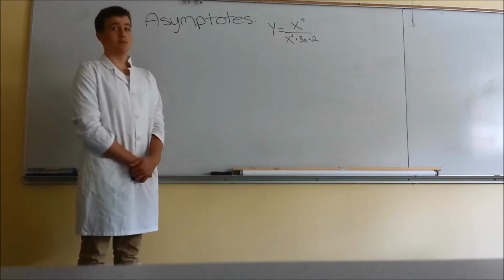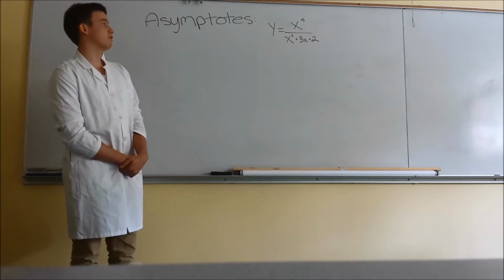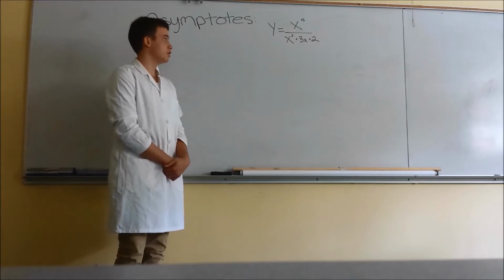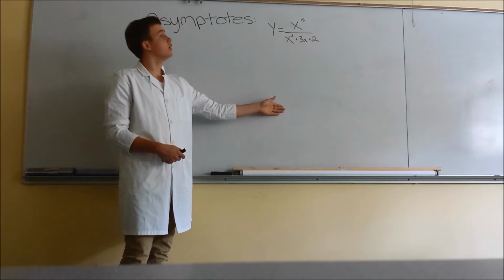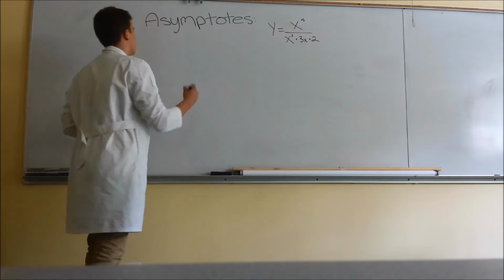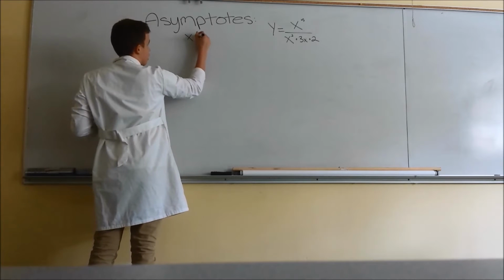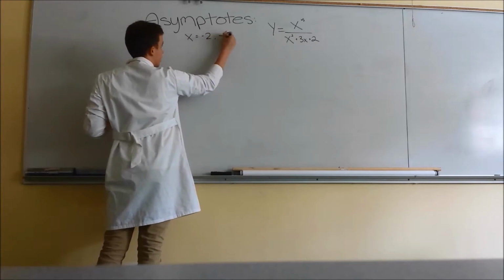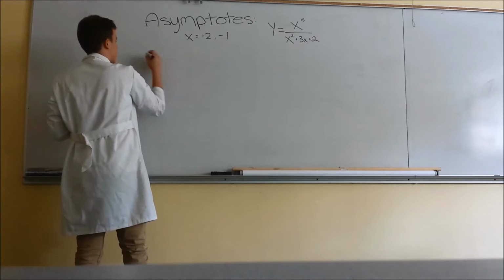I'll show you how to find the asymptotes of our function. And if you need a review on how to do that, you can go ahead and click here and it'll show you. So first, remember that the restrictions were -2 and -1 as found in the very first step.